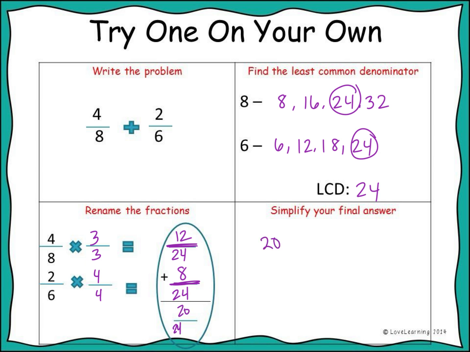Okay, now here's where I simplify it because I know it can be simplified. They're both even numbers. So I for sure can simplify them by 2. All even numbers can be divided by 2. Is there another number I could simplify by that would save me an extra step? Not 5, but 4. Okay, so 20 divided by 4 is going to equal 5. And 24 divided by 4 is 6. So 5/6 would be your simplified final answer.